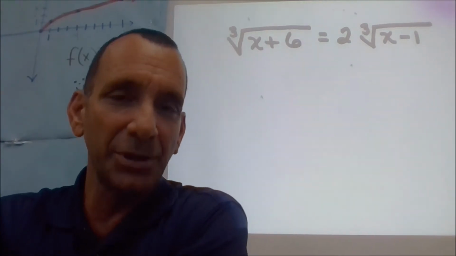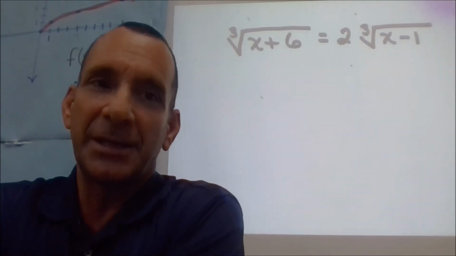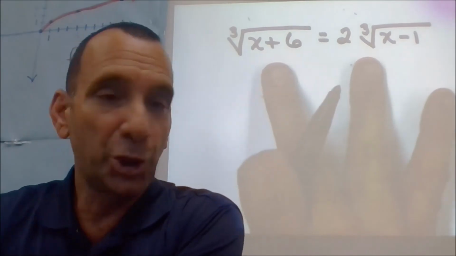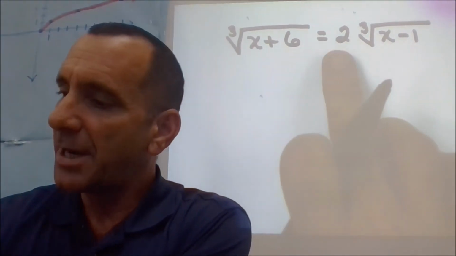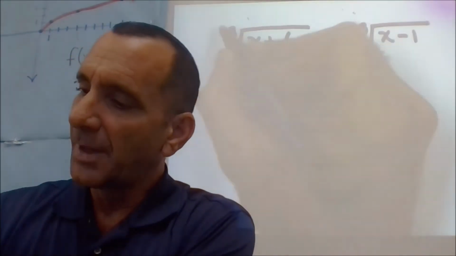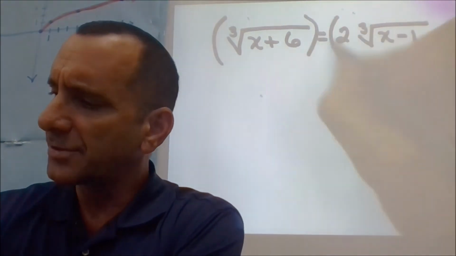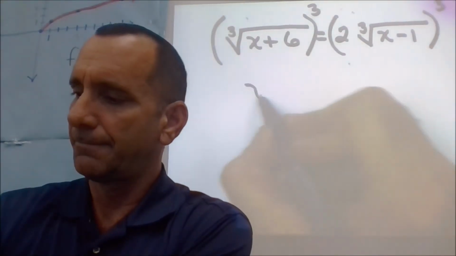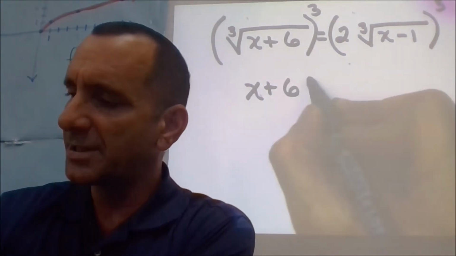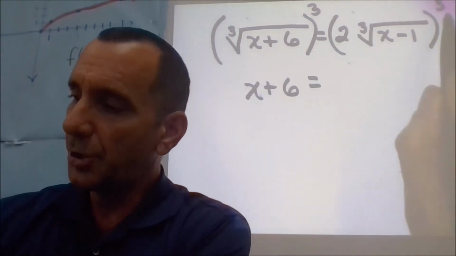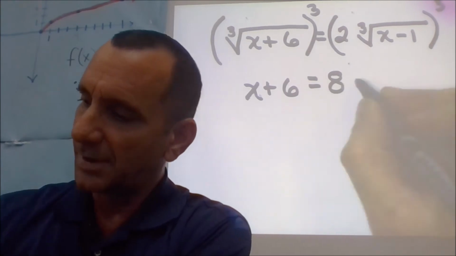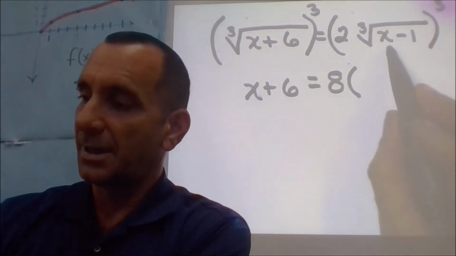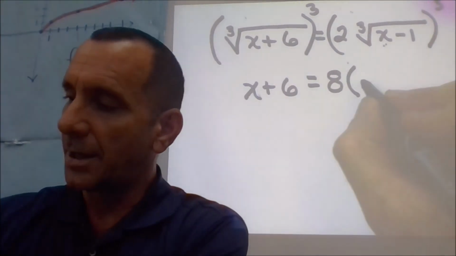Here's one similar to the last problem. We have to be careful. We can cube both sides, but we got to make sure we cube that 2 too. To get rid of the radicals, let's cube both sides. That gives us x plus 6 equals 2 cubed, 8, times x minus 1.